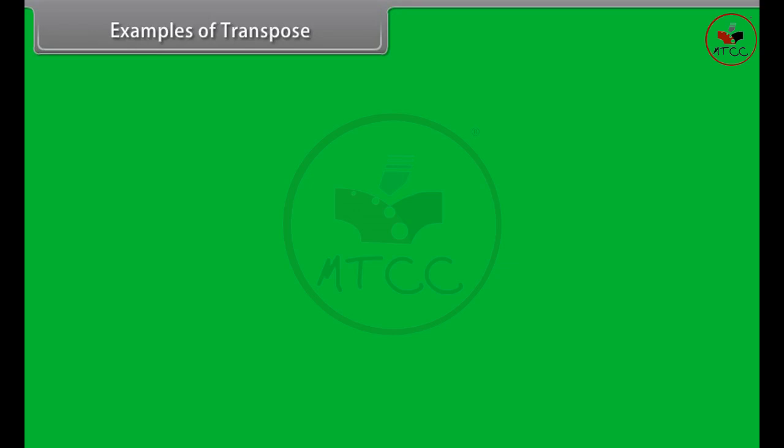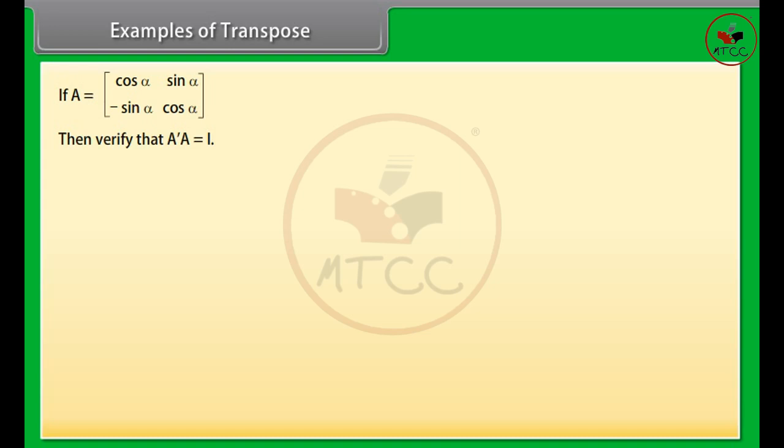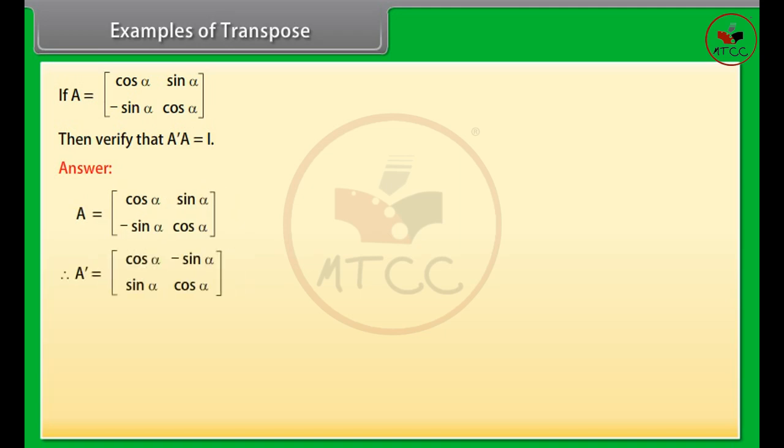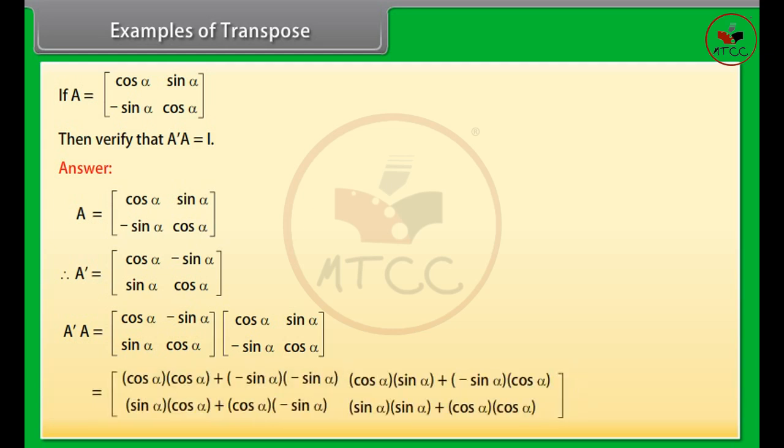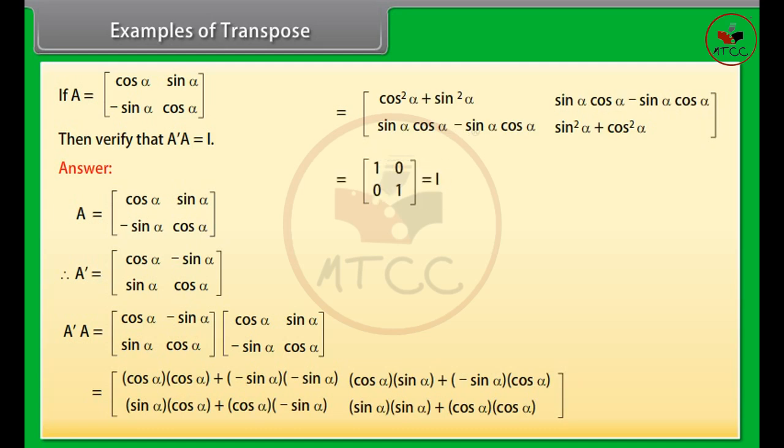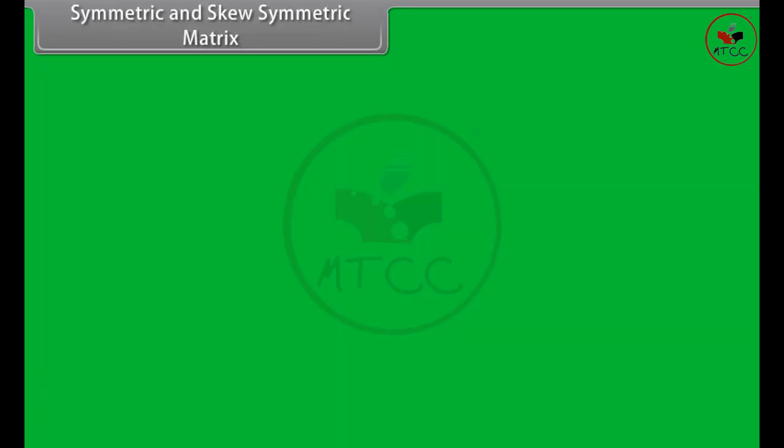Examples of transpose. If A is given, then verify that the transpose of matrix A times matrix A is the identity matrix. A is given, therefore its transpose A dash is the matrix with first row cos alpha, minus sin alpha, second row sin alpha, cos alpha. Multiplying A transpose and A and solving, we get A transpose A is equal to the identity matrix, hence verified.